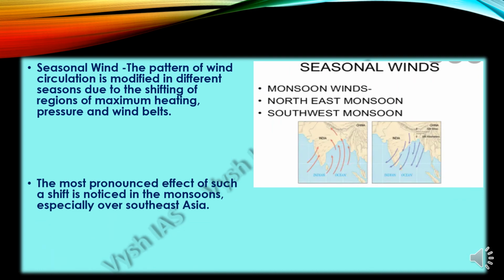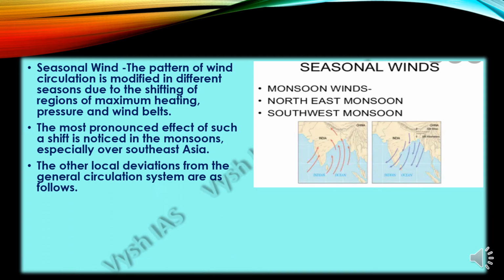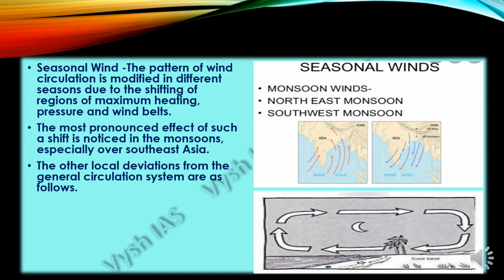So then we have seasonal winds. The pattern of wind circulation will keep changing in different seasons due to the shifting of the region of maximum heat, the pressure and the wind belts. The most pronounced effect of such a shift can be seen in the monsoons, especially over Southeast Asia. We have read about these two types of monsoons, the northeast and the southwest monsoon. The other local deviations from the general circulation system are as follows, which we'll be reading in the next slide. So the first one is the local winds.